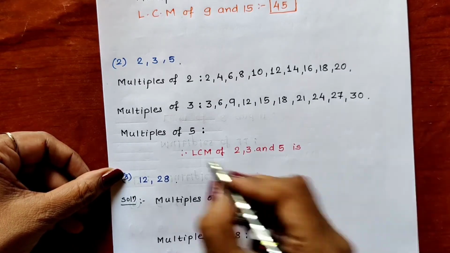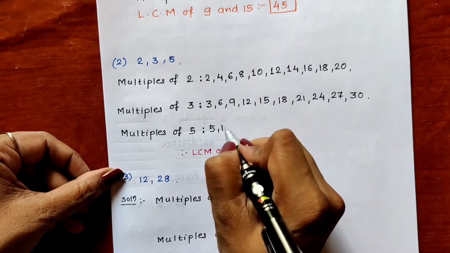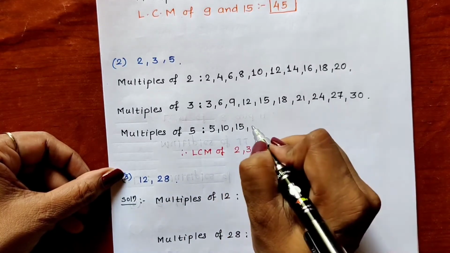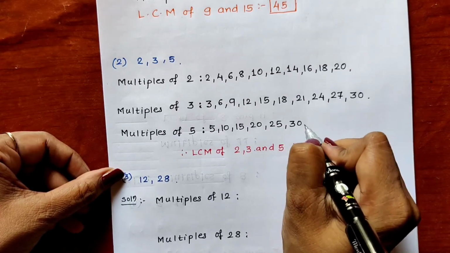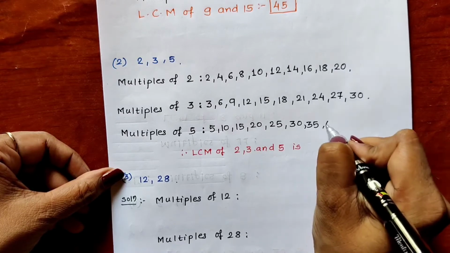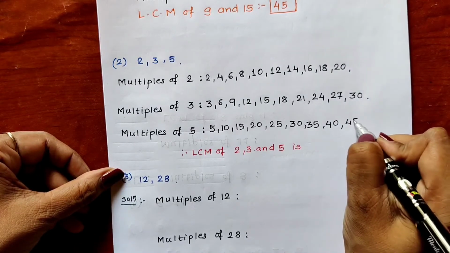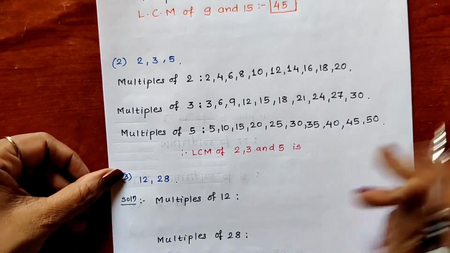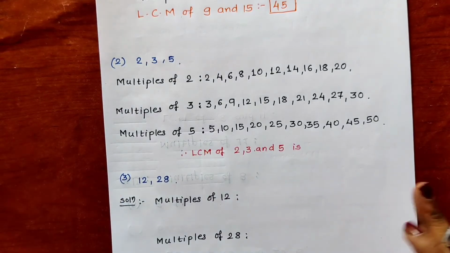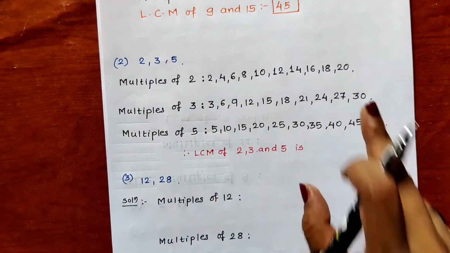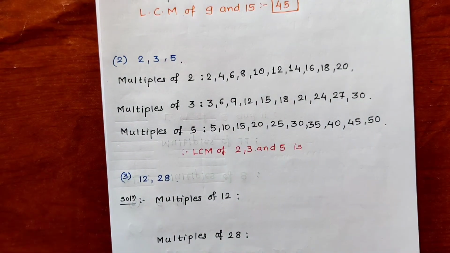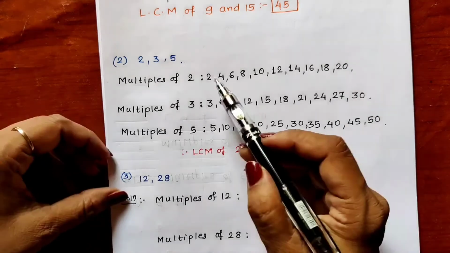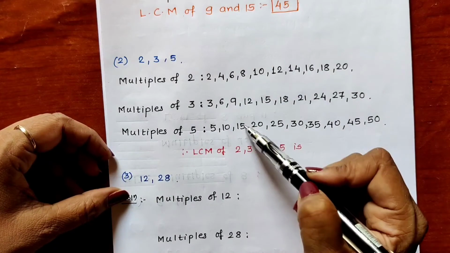Now I am going to write the table of 5. In this way, till 5 tens are 50, 3 tens are 30 and 2 tens are 20. I have written the table, that means I have written the multiples. Now we have to check the least common multiple. Common, okay, common, and it should be smallest also.